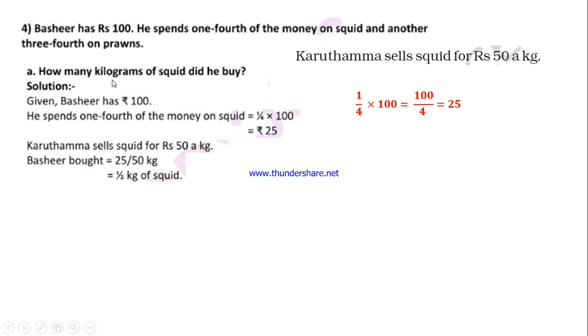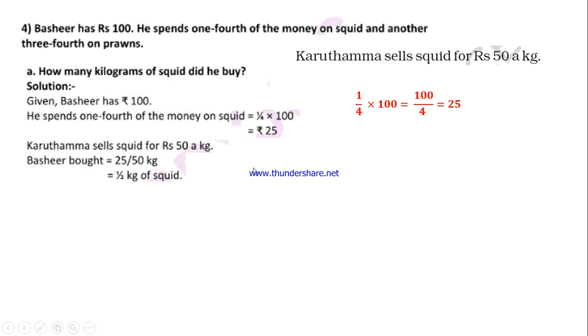Then we have to find how many kilograms of squid did he buy. Mentally also we can calculate, children. If 1 kilogram of squid fish is rupees 50, he is spending 25 rupees only. So half of 50 is 25, so half a kilogram. 1 kilogram is 50 rupees, so half a kilogram is 25 rupees.